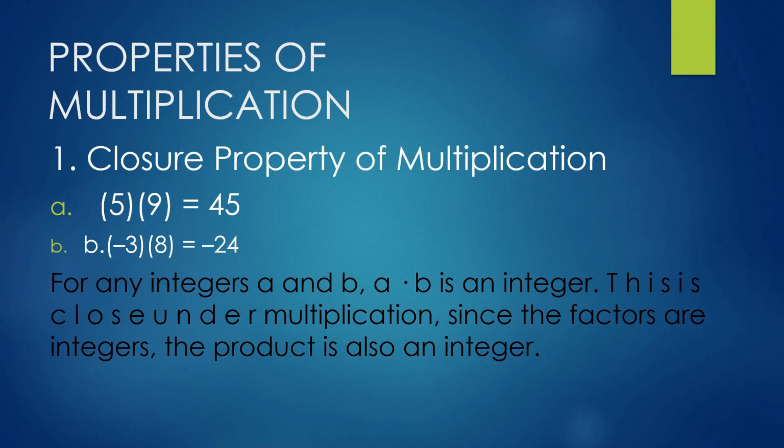So this is closed under multiplication. Since the factors are integers, the product is also an integer. For our example, positive 5 is an integer. 9 is also an integer. So our answer is also an integer.